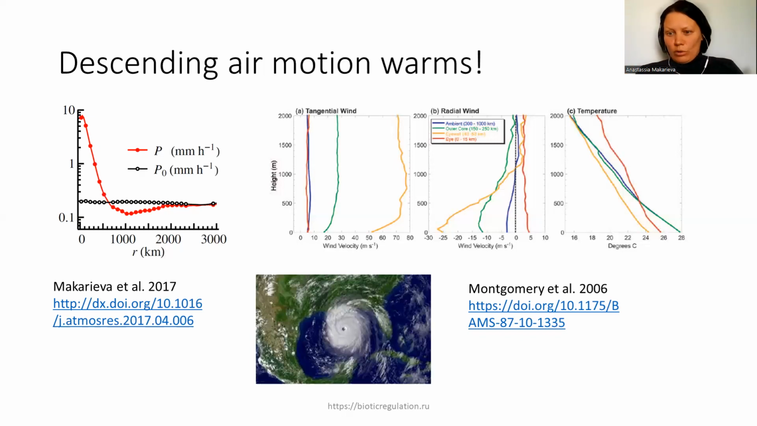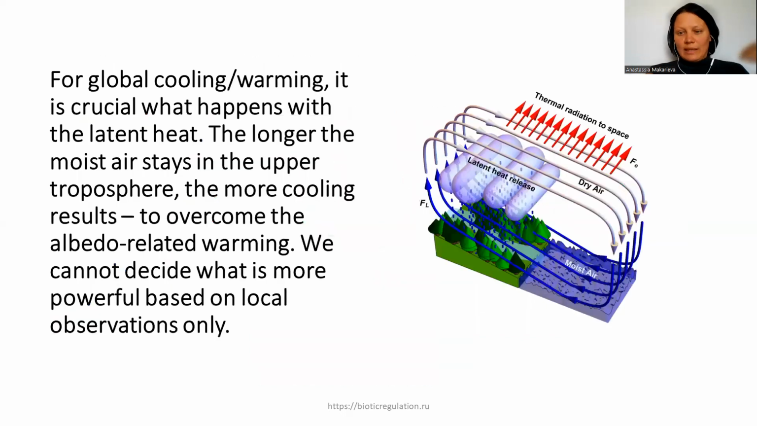because the circulation in hurricanes is so strong that there is no time for all the heat to be released to space. Otherwise, hurricanes would be radiating as stars. So part of it goes with the descending air motion and warms the area where this descent occurs. And so we can see that we cannot just say, oh, transpiration made this local surface cooler, and so it is more powerful than albedo. No, we need to study what happens with this latent heat.